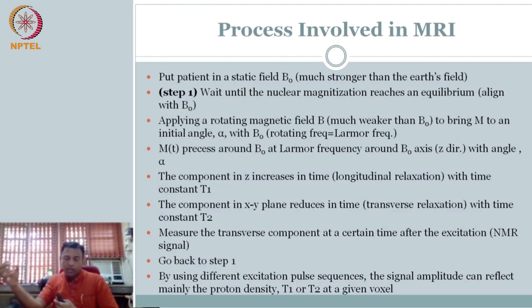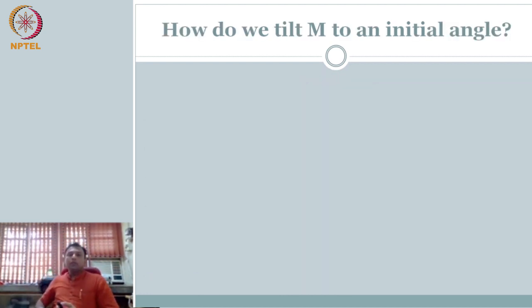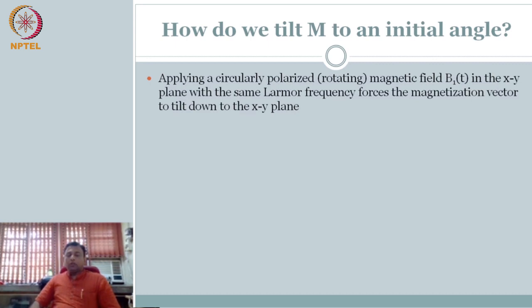How do we do that? How do we upgrade our equation will be the topic of interest today. So how do we tilt the M vector to an initial angle? Clearly, as we've been talking about, read the text in this section. They have given step by step how to understand this, but clearly we did this thought experiment yesterday, right?